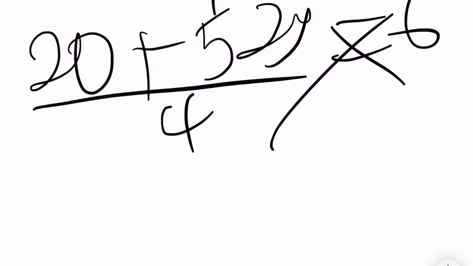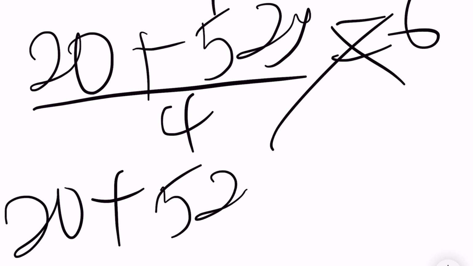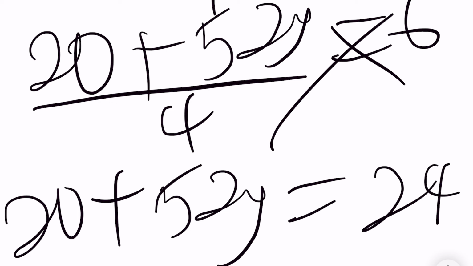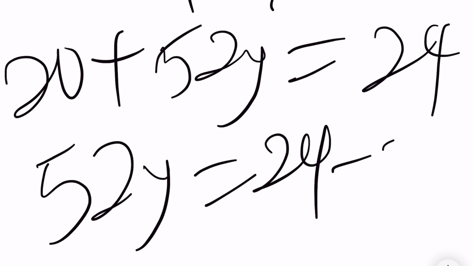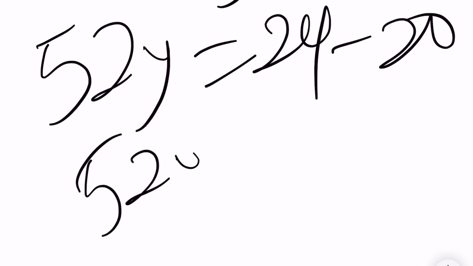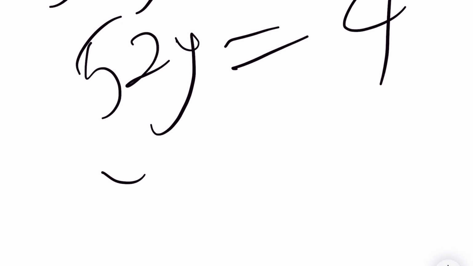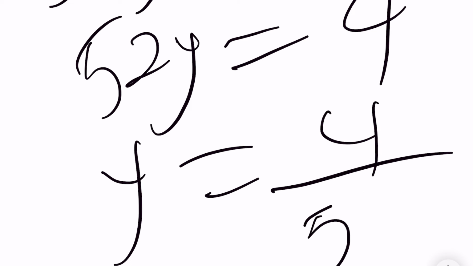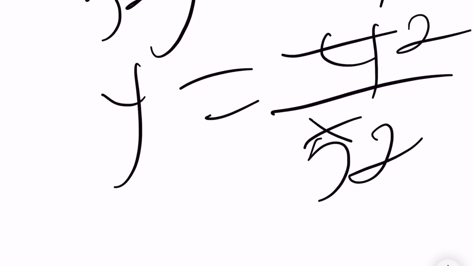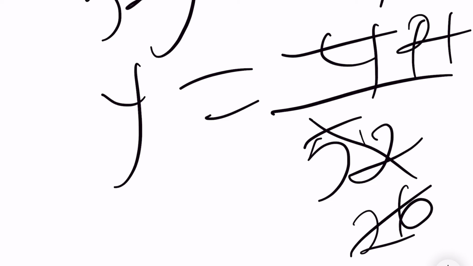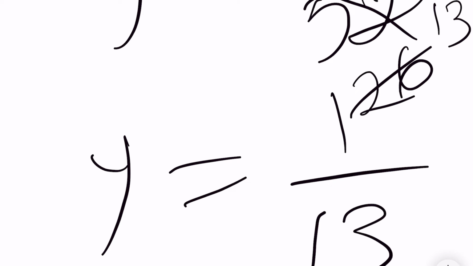6 over 4. Cross multiply, we have 20 plus 52y equals 24. So we have 52y equals 24 minus 20. We have 52y to be 4. And we have y to be 4 over 52. So 2 here 2, 2 in 12, we have it to be 6, 2 here 1. So we have our y to be 1 over 13.